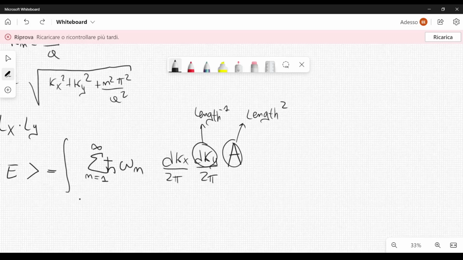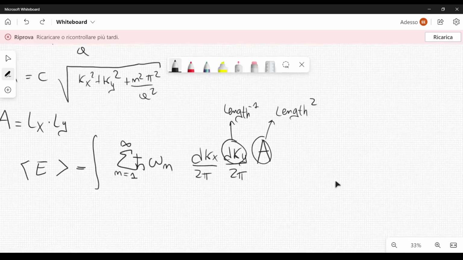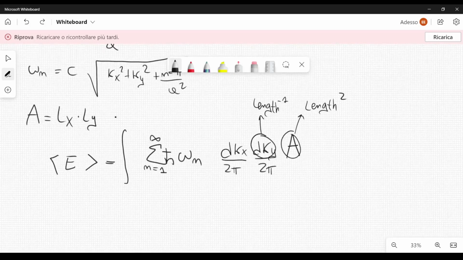So the dimensions are correct. But let's try to motivate also these factors of 2 pi. And why do we have to integrate and multiply by the area? Well, in general, as I said earlier, we are going to assume that the area is large enough so that we can consider the dimensions of the plate to be infinite. So it's as if Lx and Ly go to infinity.